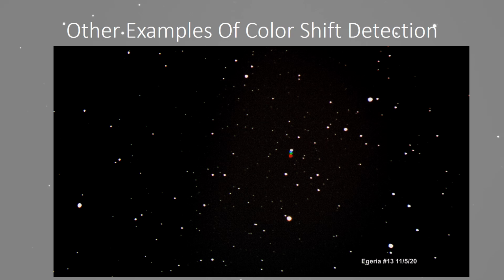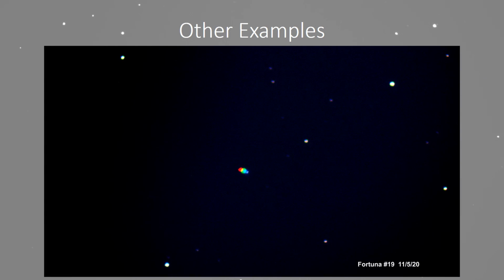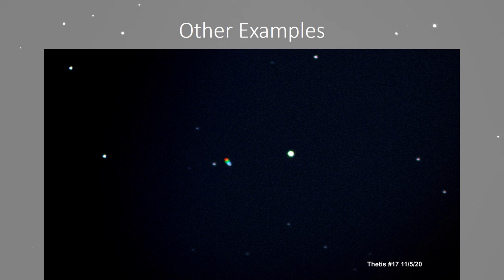Here are other examples of asteroids detected with the color shift technique. This one is number 13, Egeria. This one is Eurynome. And here we have number 19, Fortuna. And here we have number 17, Thetis.